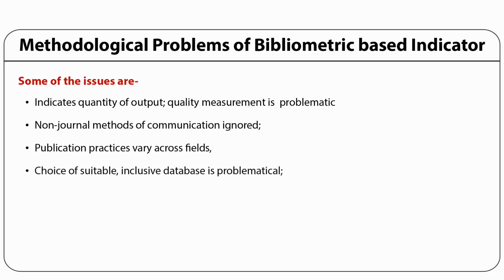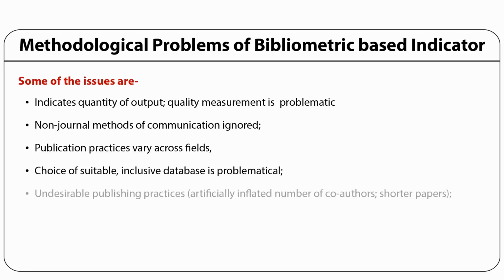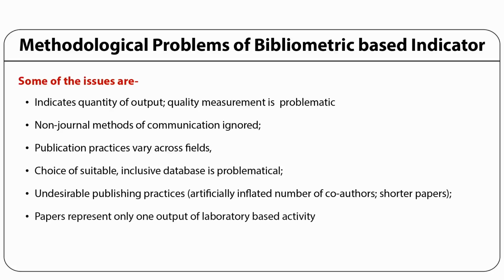Choice of a suitable inclusive database is always a problem. Undesirable publishing practices, artificially inflated number of co-authors, shorter papers can give results which will not be reliable. Papers represent only one output of laboratory based activity, which we should be aware of. There are many other activities in the laboratory, including the actual translation into products or processes, which are not captured through papers. Papers may have high citation due to varied reasons.